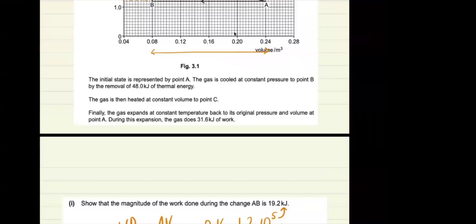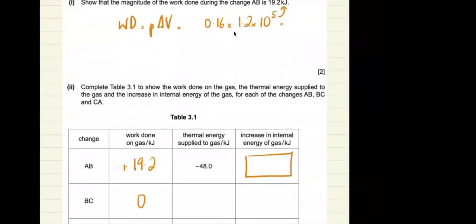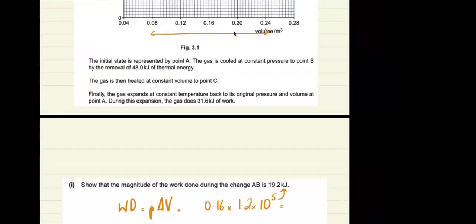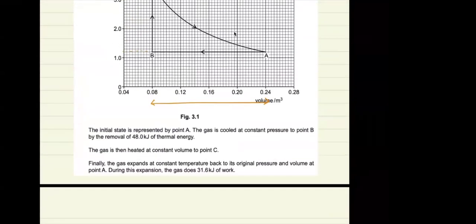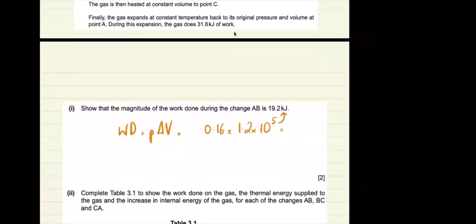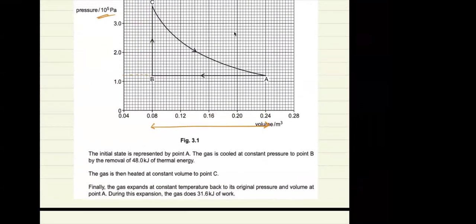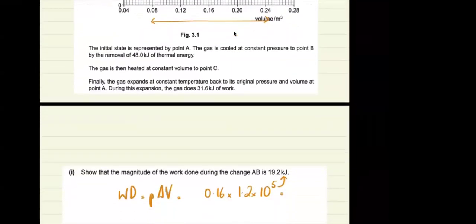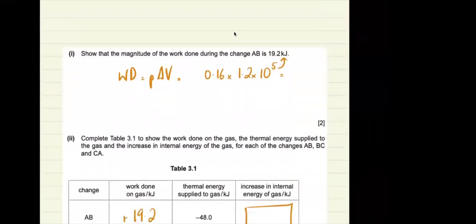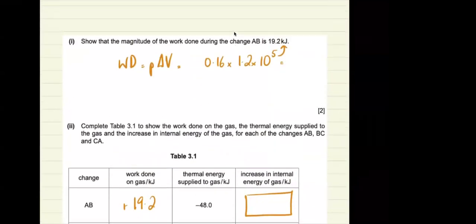BC, so this is constant volume, so nothing happens here. And are we told about something to C? So we don't know about this. And then it expands at constant temperature back to its original pressure and volume at point A. During the expansion, the gas does 31.6 kilojoules of work, right? So the gas does this work. So this time it's going to be negative, exactly. And what else do we know?